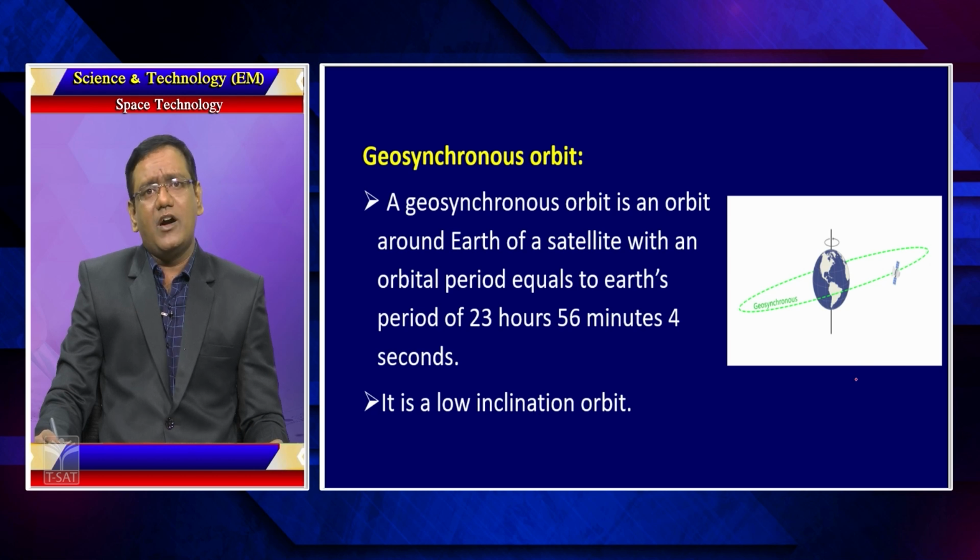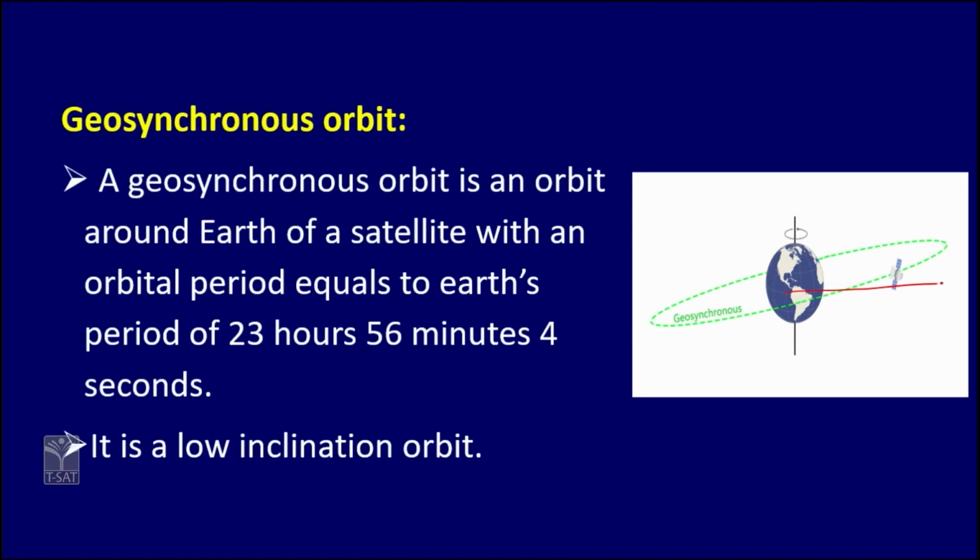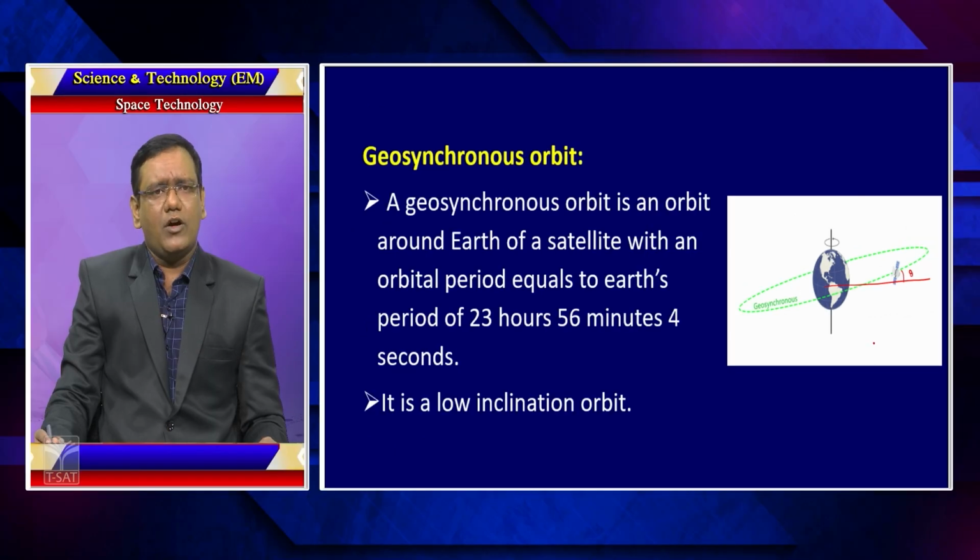A geosynchronous orbit is an orbit around the Earth of a satellite with an orbital period equal to the Earth's period of 23 hours, 56 minutes and 4 seconds. So it is a low inclination orbit. Low inclination means if you see here, it is making some angle, and this angle is a very low angle. So that is why it is called a low inclination orbit.